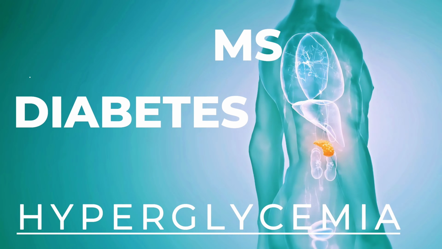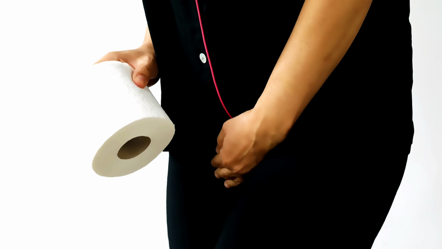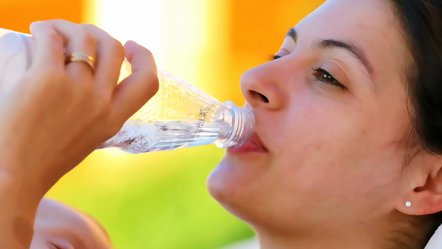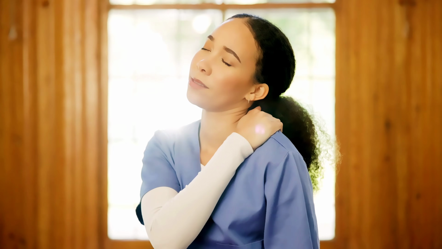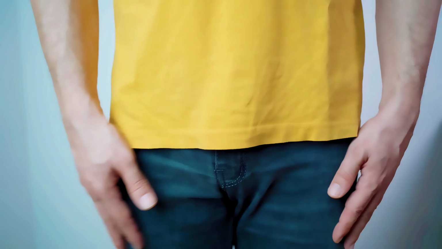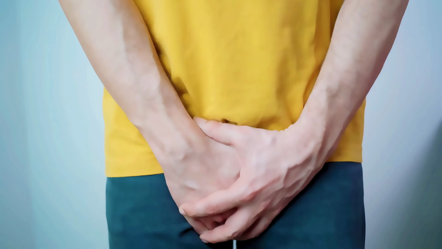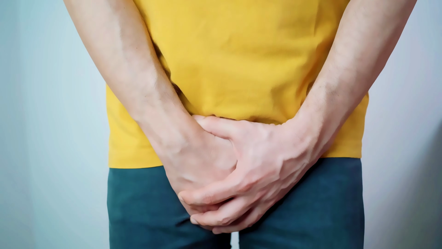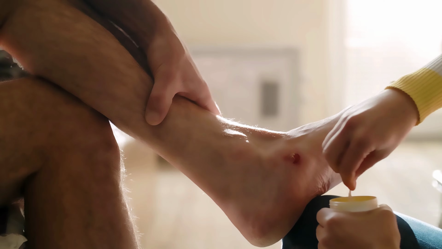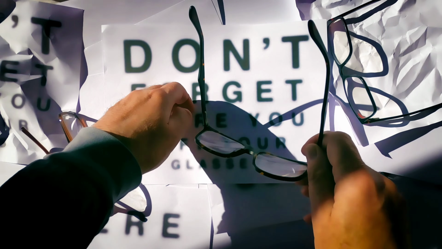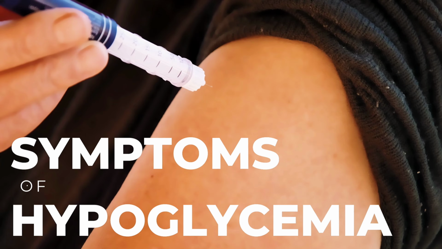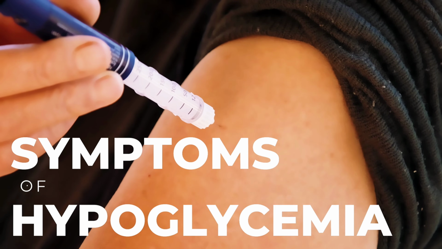So what are the symptoms of type 2 diabetes? Urinating more than usual. Feeling thirsty all the time. Feeling very tired. Losing weight without trying to. Itching around the penis or vagina or repeatedly getting thrush. Cuts or wounds taking longer to heal. And blurred vision. Now for the symptoms of hypoglycemia, in which the blood sugar is low.